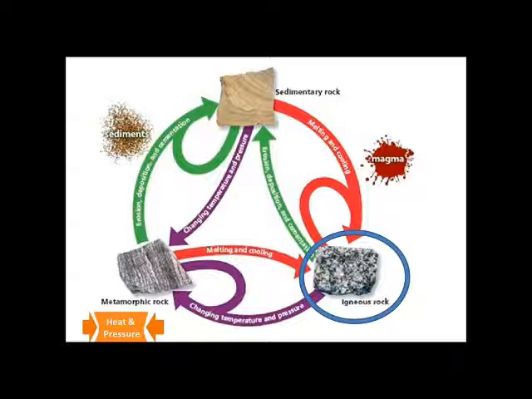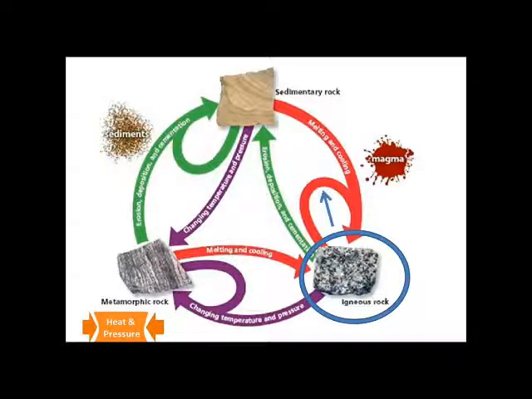Now, look at the purple arrow next to the igneous rock. It says changing temperature and pressure, and it's pointing over to the metamorphic rock. This means that the igneous rock has been pushed underground where there's a lot of heat and pressure. This heat and pressure cooks the rock and changes it into a metamorphic rock. So the igneous rock has been changed into a metamorphic rock through the process of heat and pressure. Got it? Look at the igneous rock one more time.